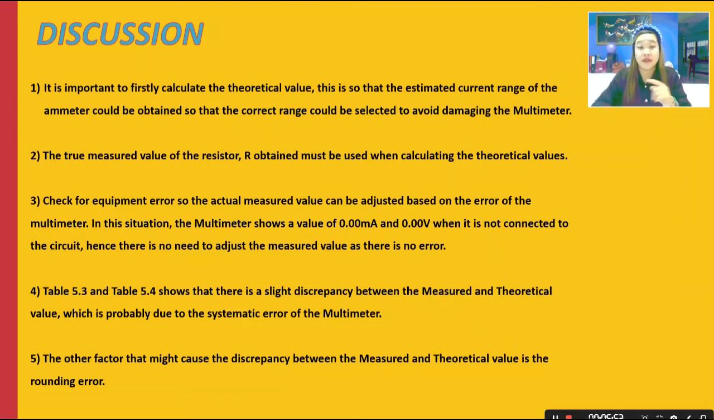Okay, but if there is an error, you have to make sure that you adjust the values. For example, if before you do anything, you can see that your ammeter reads 0.01 milliampere, you have to make sure you minus 0.01 when you get your reading. Okay, and so forth. Okay, so table 5.3 and 5.4 just now shows that there is a slight discrepancy between the measured and theoretical value, which is probably due to the systematic error of the multimeter. And the other factor that might cause the discrepancy between the measured and theoretical value is the rounding error.